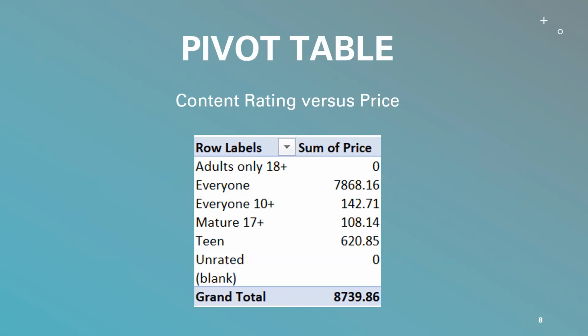The second pivot table is content rating versus price, and it shows the everyone from the row labels. So it shows that the sum of price is 7,868. Next slide.